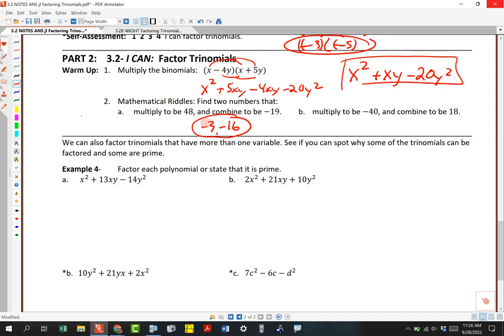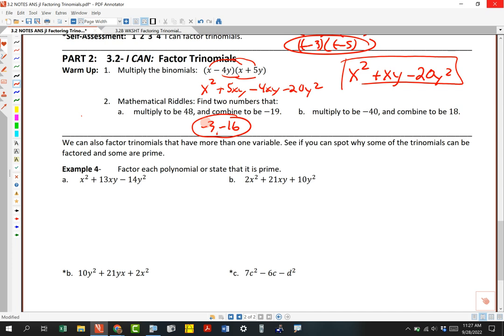Okay, so not the normal way we'd make 48, but it'll work on this one right here. So -3 and -16. Now multiply to be -40, combined to be positive 18. Again, saying the sign of the number in front there, it's got some important information. Without telling us what the numbers are, can you tell us something about the numbers?